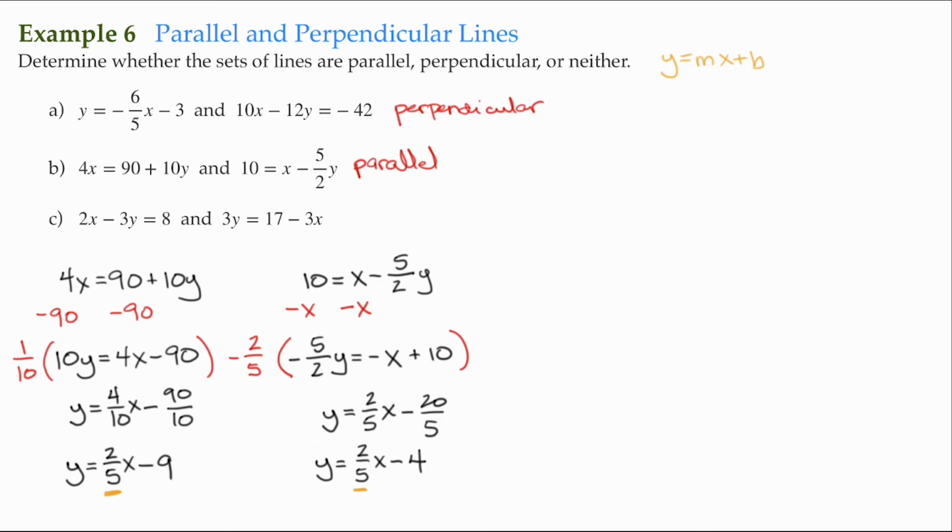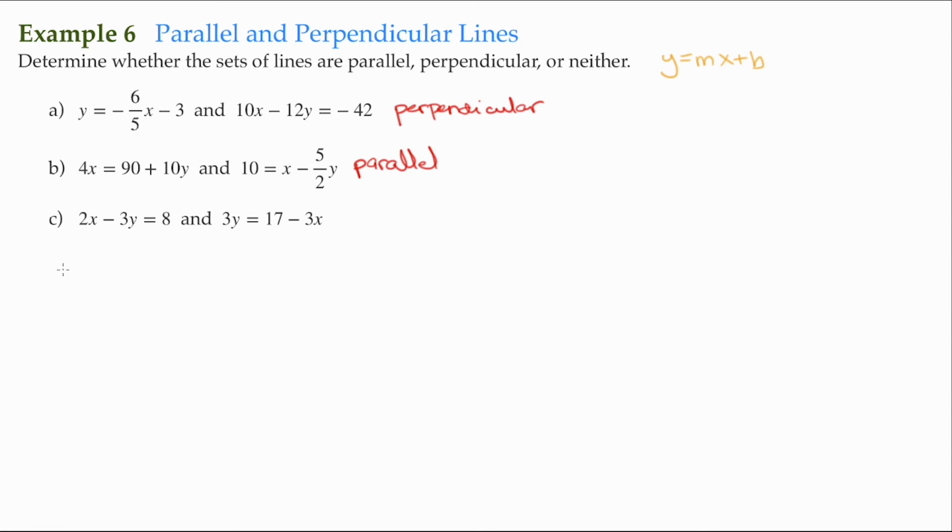So let's try C. We have 2x minus 3y. That's equal to 8. And the other line is 3y. That's equal to 17 minus 3x. To get this into slope-intercept form, I'll subtract 2x. We then have negative 3y. That's equal to negative 2x plus 8.